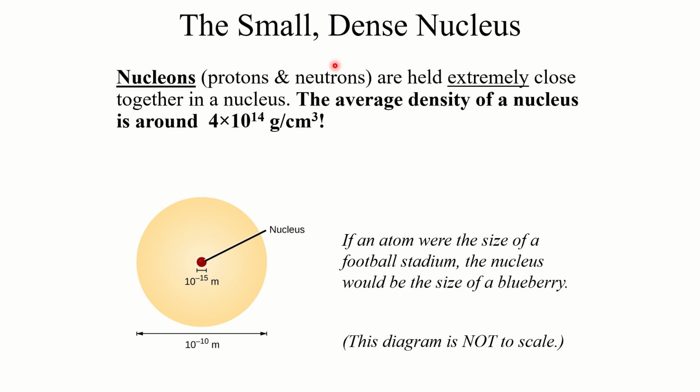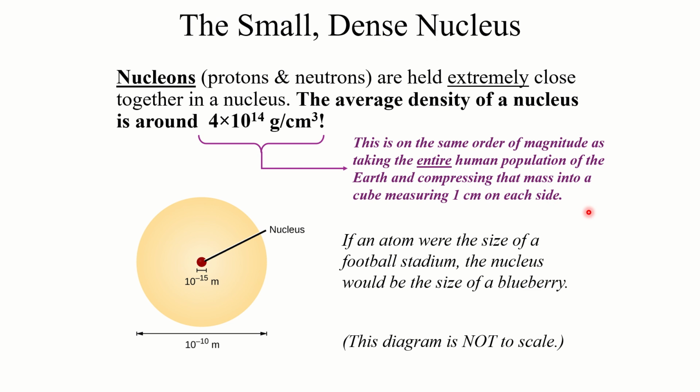All right, next onto the nucleus. The nucleus is extremely small and extremely dense. Nucleons, which refers to the protons and the neutrons, the subatomic particles that make up the nucleus, are held extremely close together. The average density of a nucleus is around 4 times 10 to the 14th grams per centimeter cubed. This is similar to taking the entire human population of the Earth and compressing that mass into a cube measuring 1 centimeter on each side. So, a tremendous amount of mass in an extremely small space.